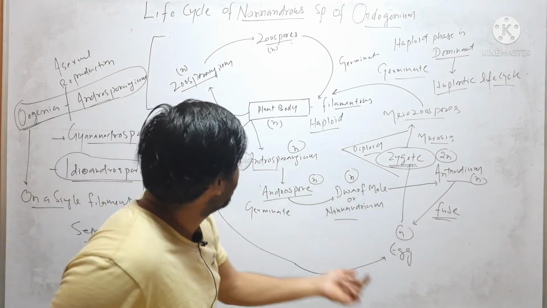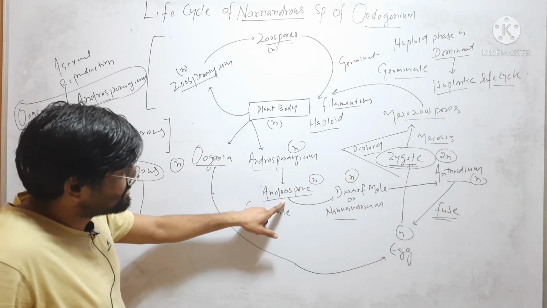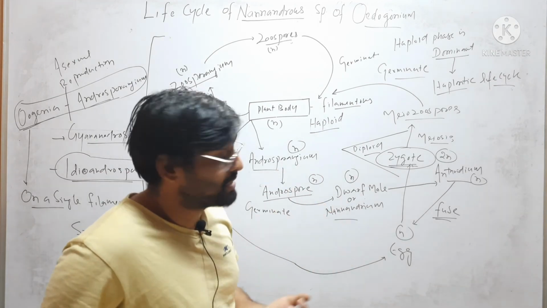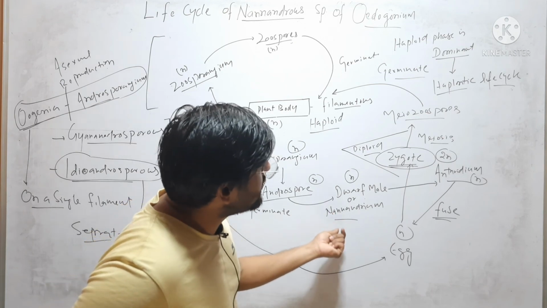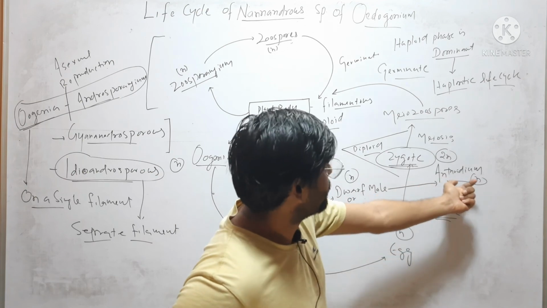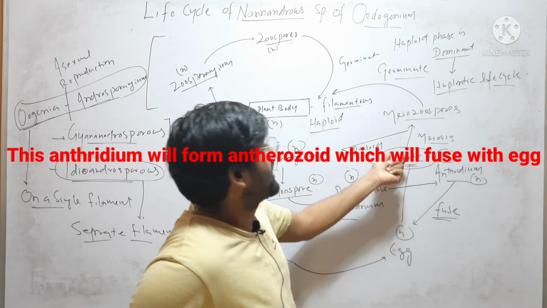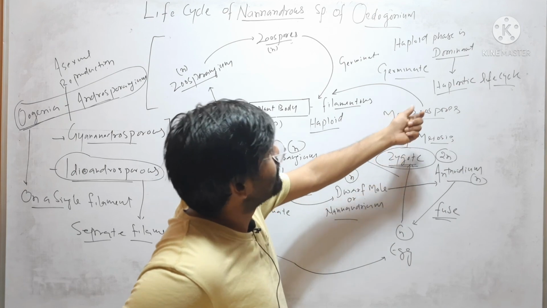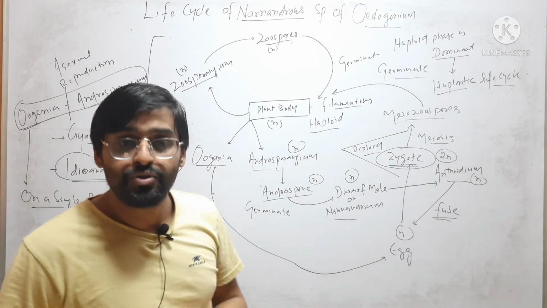Oogonia further will form egg. Androsporangium will form androspore. It is a multiflagellated, motile structure. The androspore will germinate and form dwarf male or Nannandrium. This Nannandrium will further form antheridium. This antheridium will fuse with egg and zygote is formed, which is a diploid structure. This zygote then divides by meiosis and forms meiozoospores. These zoospores will germinate and form plant body again. This is the life cycle of Nannandrous species of Oedogonium.